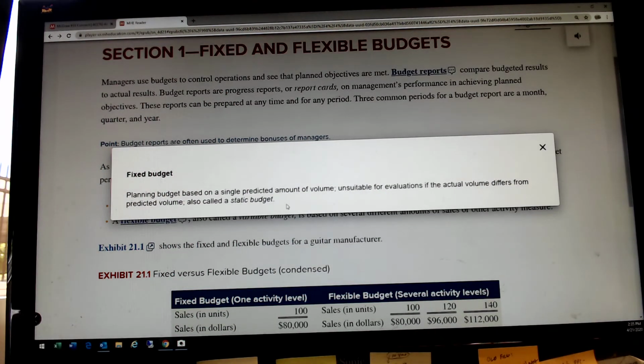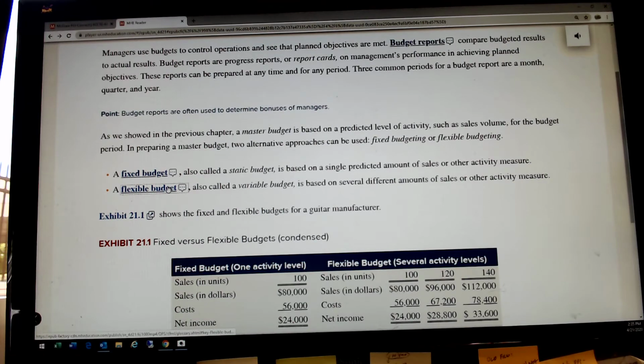A fixed budget, and it could be a sales budget or a production budget or an overhead budget, is actually at one level of activity, at a single predicted amount of volume. What are my sales going to be at 50,000 units sold? Or what will my material costs be at 50,000 units sold? It's just at one level of activity. And it's also called a static budget because it really doesn't change. It's a fixed budget. A flexible budget, however, actually reports what revenues and expenses should be at various levels of activity.